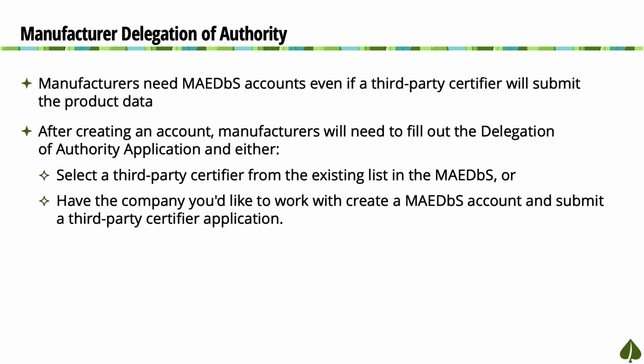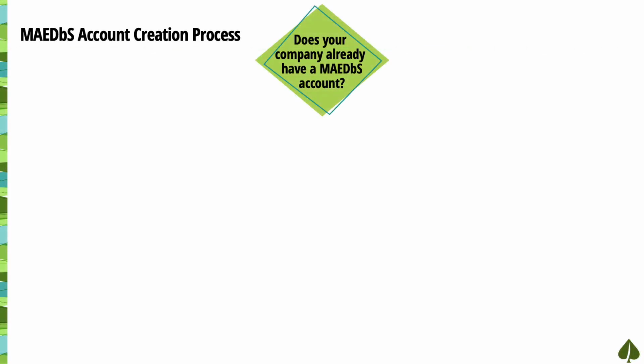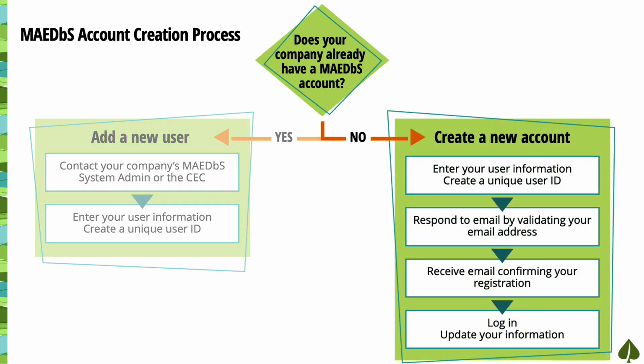First, we'll go over the process of creating an account as a manufacturer. Before you create an account, be sure to check whether someone else has already set up an account for your company. If your company already has an account, you can contact your company's MAEDbS System Administrator or the CEC and ask to be added as a new user to that account. If your company does not already have an account on the MAEDbS, you can go ahead and create one.